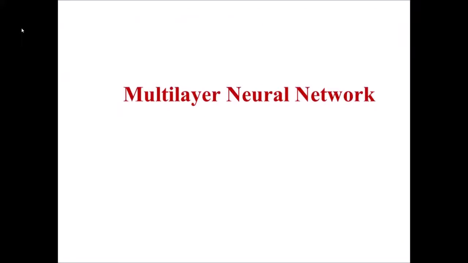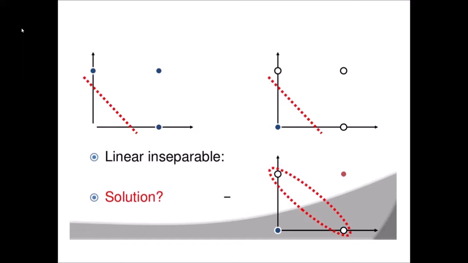Multi-layer neural network. We already studied perceptron and how perceptron is used to separate the classes of AND gate and OR gate. Now let us understand this multi-layer neural network. Now what is the use of multi-layer neural network? We have seen using perceptron we can separate the classes for OR network or logic.